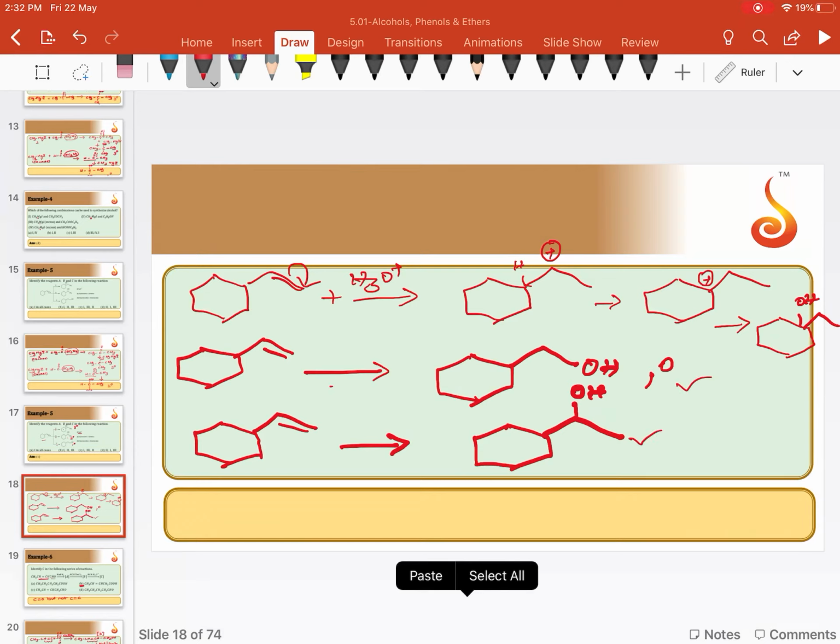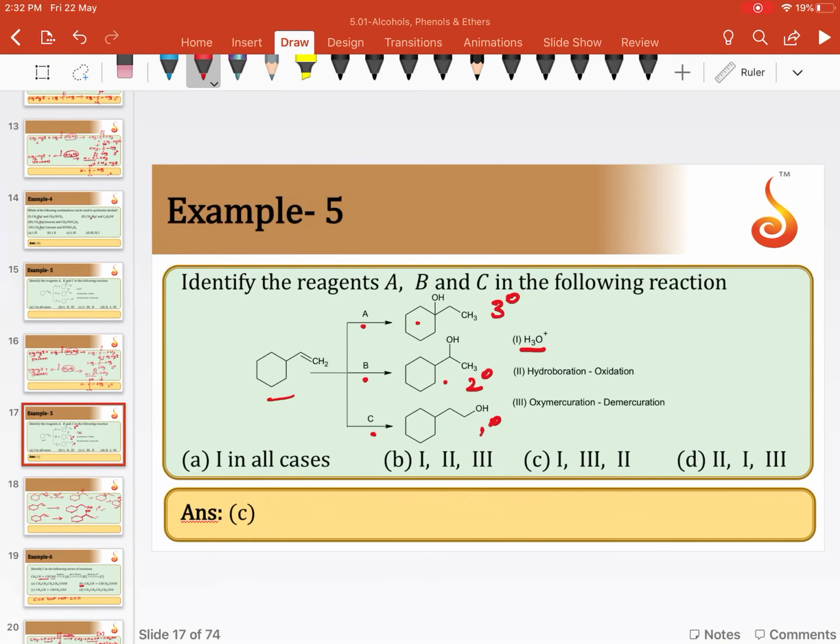Hydroboration oxidation, I will get primary alcohol. Acid catalyzed hydrolysis, I will get a tertiary alcohol. So your option is first option, acid catalyzed hydrolysis means tertiary alcohol. So to identify the reagent A, A should be 1.